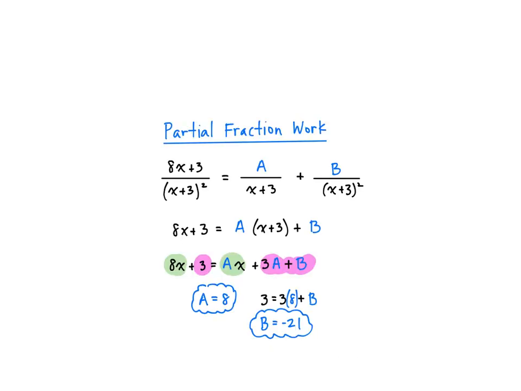Okay, so hopefully you got what I did. Multiplying everything through by x plus 3 squared, we end up with A times x plus 3 plus B. Carrying this out and cleaning things up, A is the coefficient of x, and 3A plus B is our constant. So we can zoom in: 8 has to equal A, and 3 has to equal 3A plus B. We know A is 8, so then we can solve for B to be negative 21. Hopefully you got that.